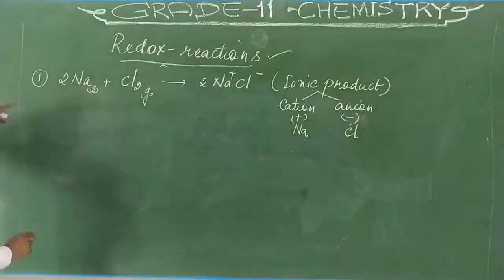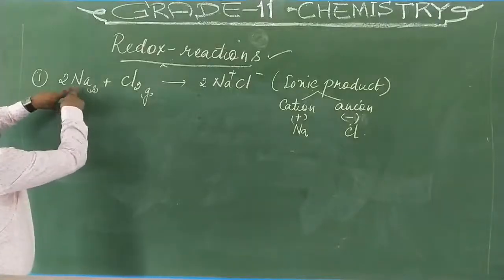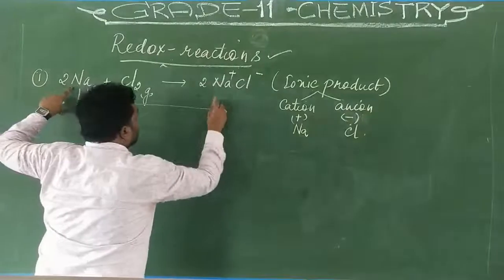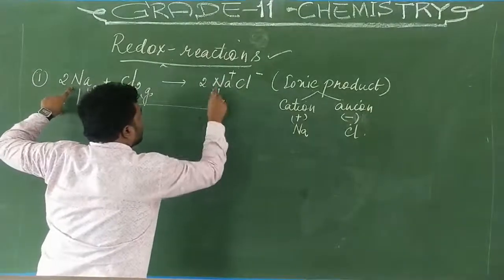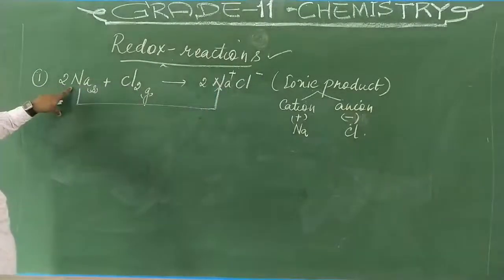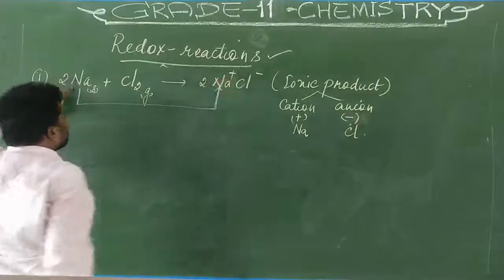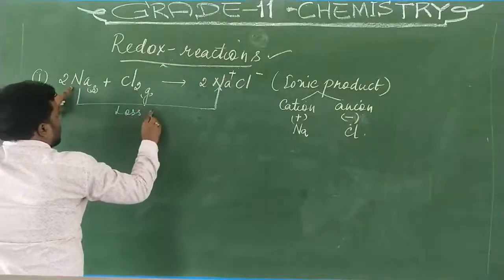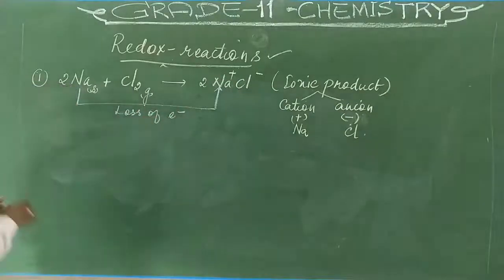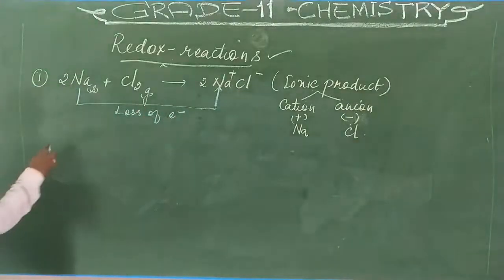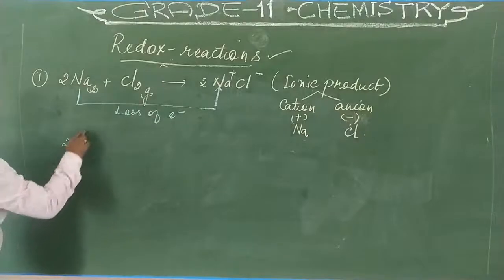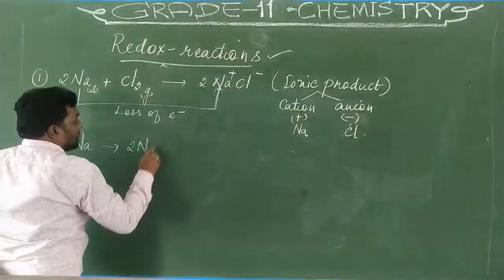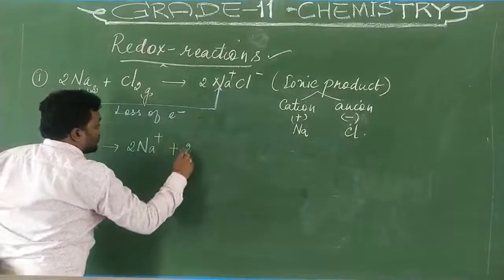Now here you see, in case of sodium, 2Na, this is the solid metal which lost 2 electrons, and as a result it becomes Na plus, isn't it? So there what happened? Loss of electrons has taken place. Now we will write the reaction down. That is 2Na becomes 2Na plus plus 2 electrons.